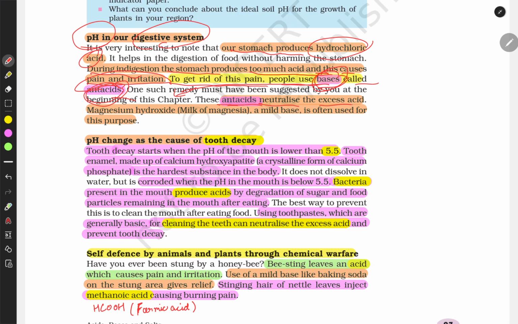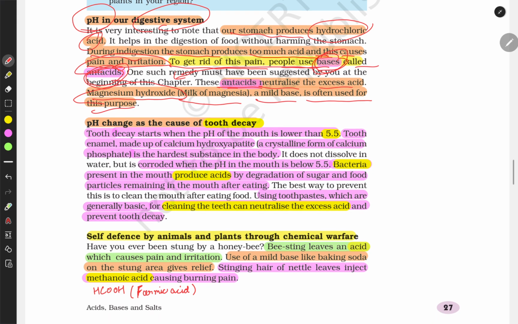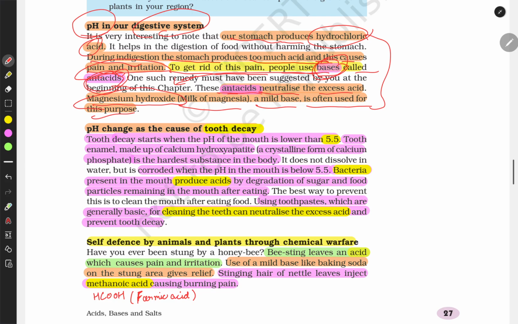Antacids neutralize the excess acid. Magnesium hydroxide, milk of magnesia, is a mild base often used for this purpose. So we got the answer for the thing that we were discussing at the start of the chapter. When some family member has acidity, what will you suggest? You will suggest some antacid, which is a mild base, so that the excess acid produced in their stomach may be neutralized by the base.